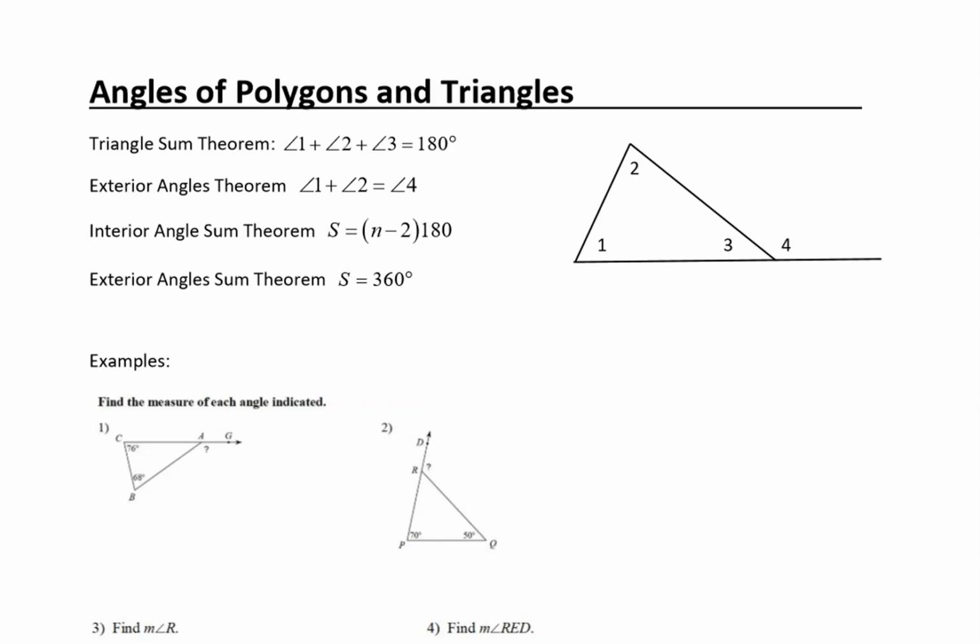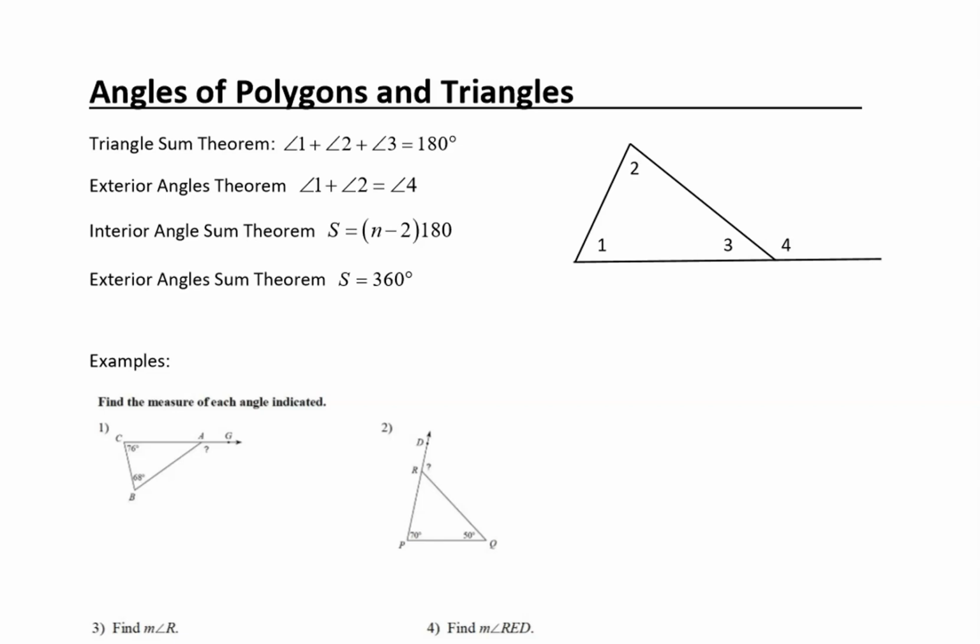And that's the theorem that says if you add up all of the angles in a triangle, the sum of the angles is 180. So it can be a right triangle, it can be obtuse, it can be acute, whatever it is. If you add up all of those interior angles, they have a sum of 180.